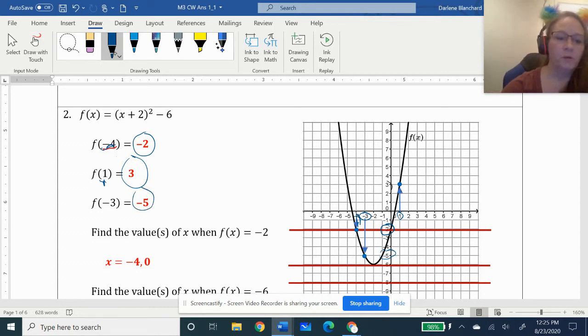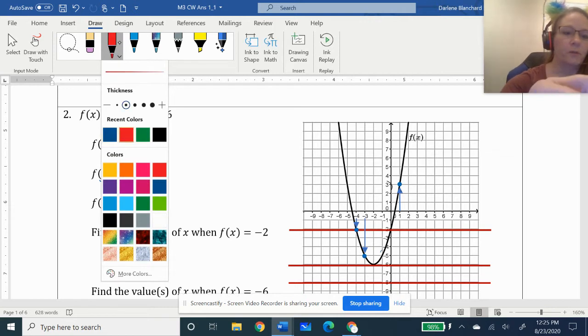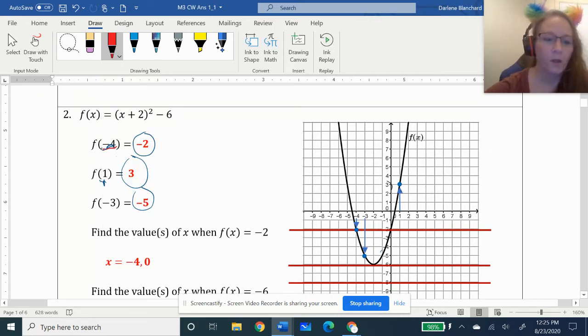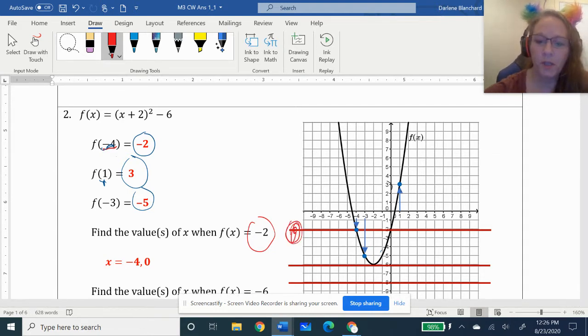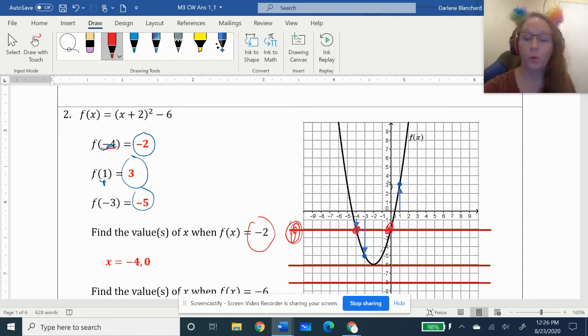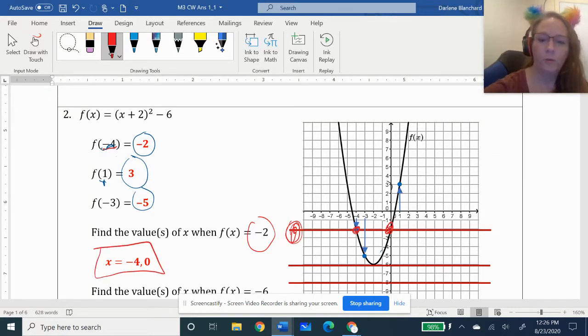Now, when you need to find the values of x when the function is equal to 2, then what you're going to do is draw an entire horizontal line for that y value. So for y equals 2, that is drawing this line right here. And you can see that it actually crosses the graph twice. You get 2 values out, and that would be when x is -4 and when x is equal to 0.